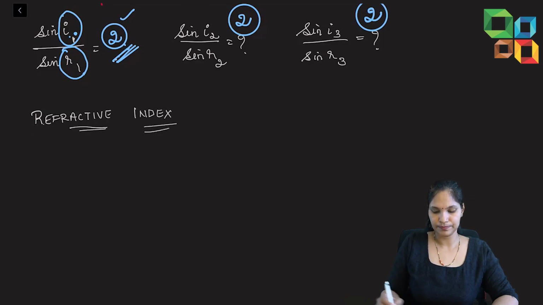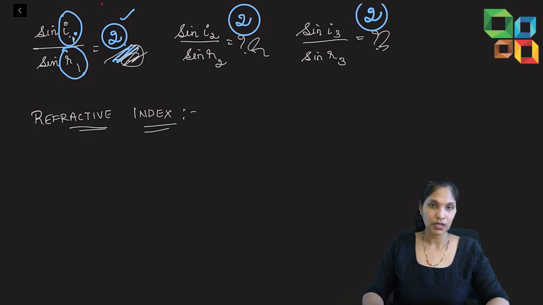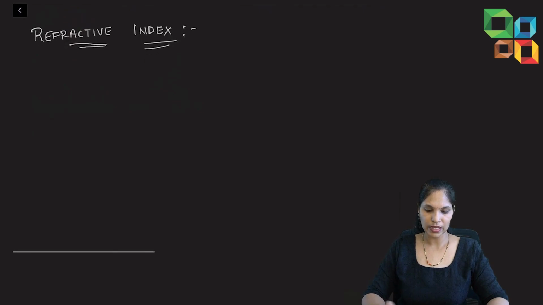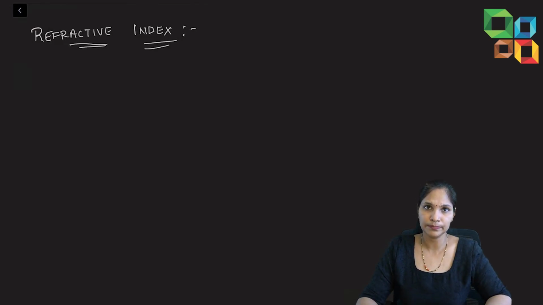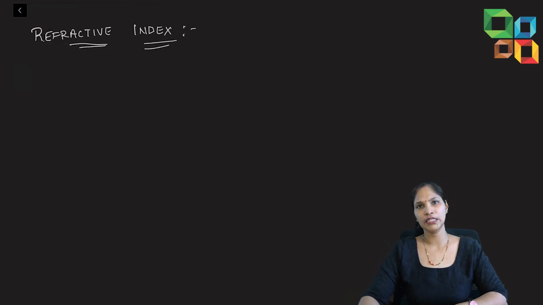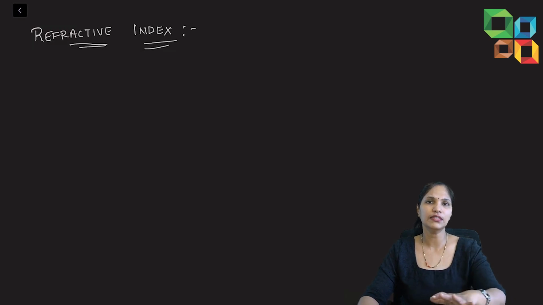So the constant which we are interested in now, this constant, is called refractive index. When I say refractive index, I have two ways of expressing it. One is absolute refractive index, one is relative refractive index. Both the refractive indices talk about the nature of the medium. But the problem is, anything in this world you see, everything is comparison.